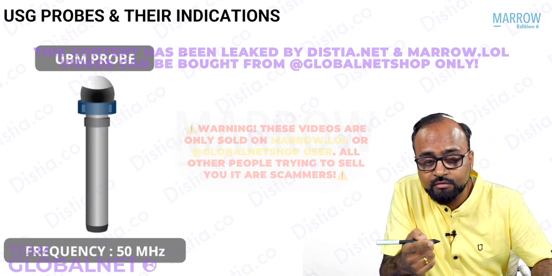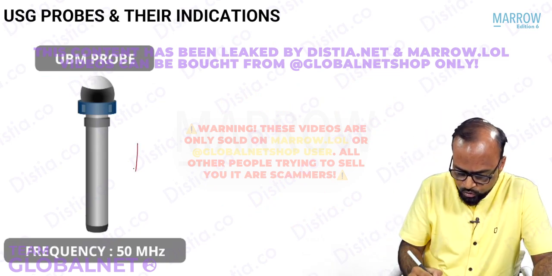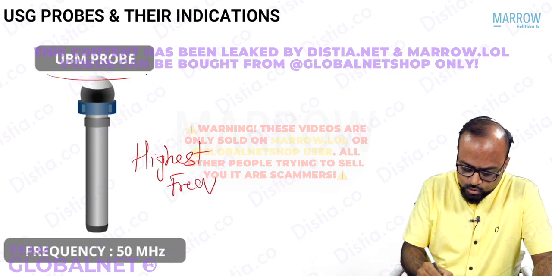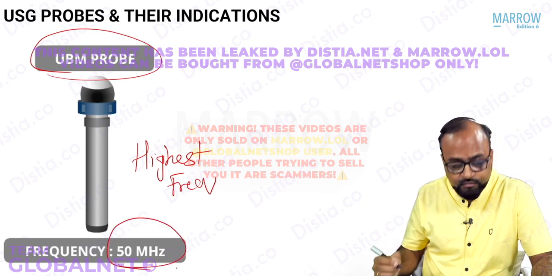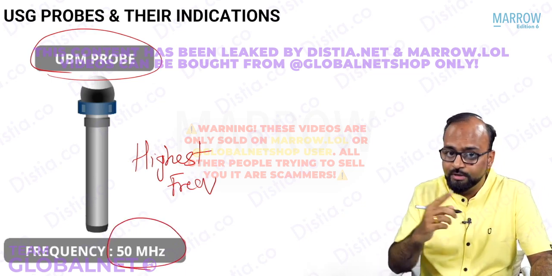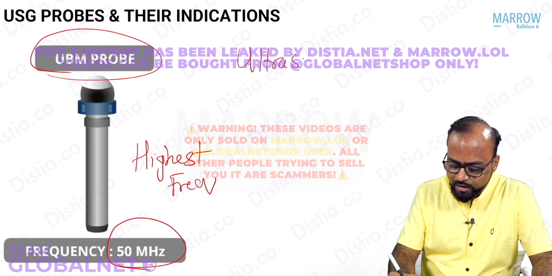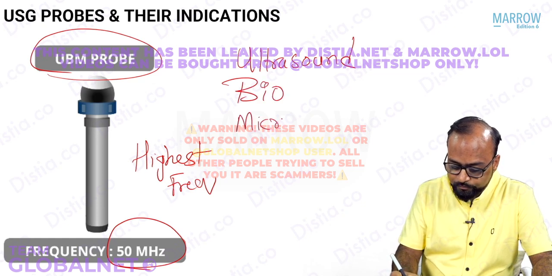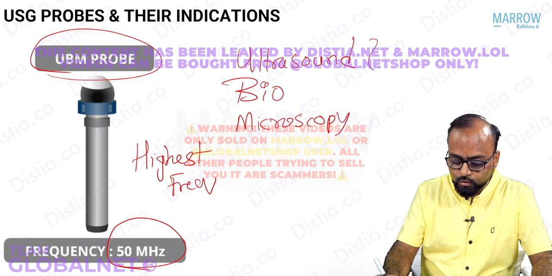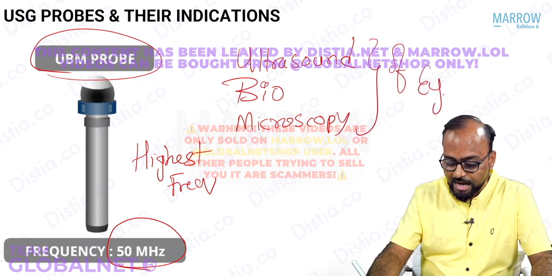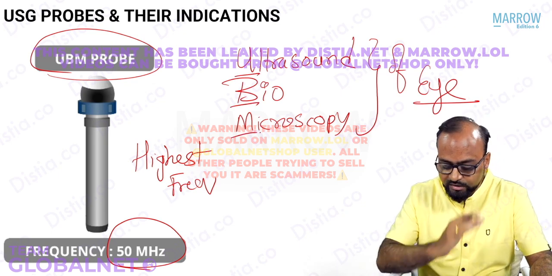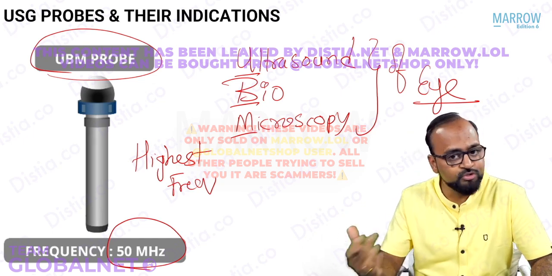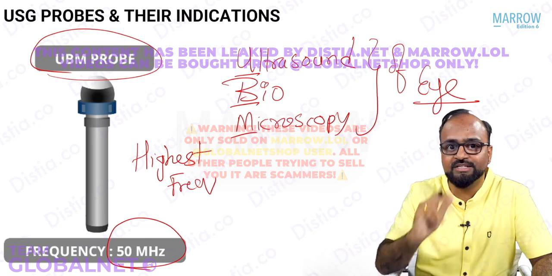So lowest frequency we started with a TCD probe, pencil probe, do you remember? So highest frequency is what? It is called a UBM probe. It has a frequency as high as 50 megahertz. What is this UBM? UBM stands for ultrasound biomicroscopy. It is used for what organ? It is used for evaluation of the eye. So UBM, ultrasound biomicroscopy of the eye. So the highest frequency probe, UBM probe, is used for this particular application, very rarely done, very specialized technique.